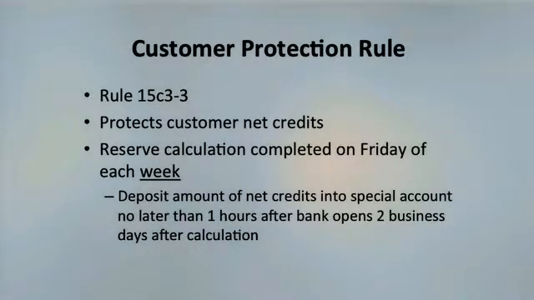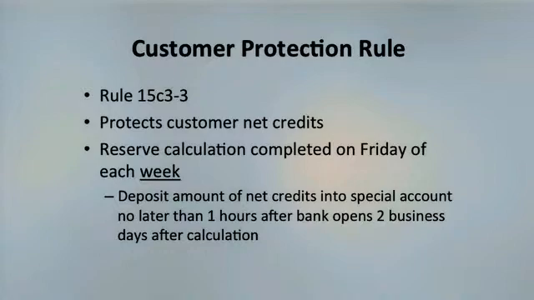Customer Protection Rule, Rule 15c3-3. Now, this rule is designed to protect customers' net credits. Some customers owe the broker-dealer money. Some customers are owed money by the broker-dealer. So we take the money that a broker-dealer owes a customer, and we take the money owed by a customer to a broker-dealer. We net those together. If we have more money that the broker-dealer owes to a customer than the customer owes to a broker-dealer, that's a net credit.